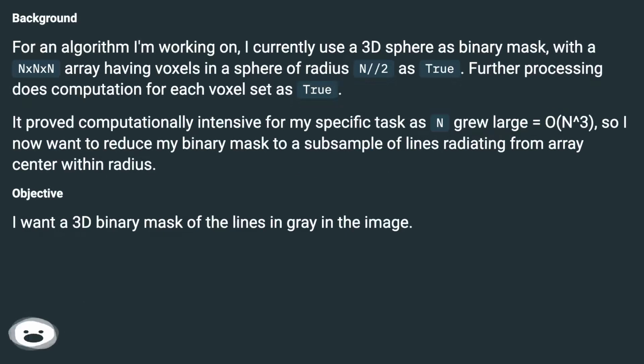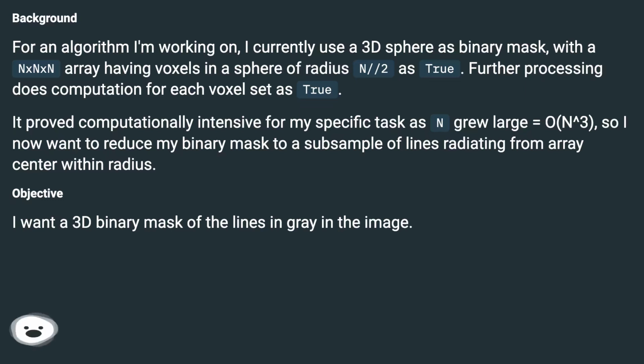Background. For an algorithm I'm working on, I currently use a 3D sphere's binary mask, with an n x n x n array having voxels in a sphere of radius n/2 set to true. Further processing does computation for each voxel set to true. It proved computationally intensive for my specific task as n grew large, being O(n cubed), so I now want to reduce my binary mask to a subsample of lines radiating from the array center within the radius.